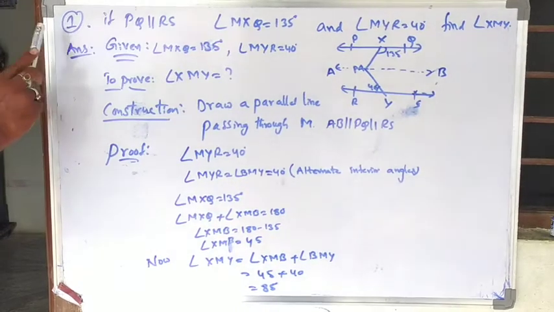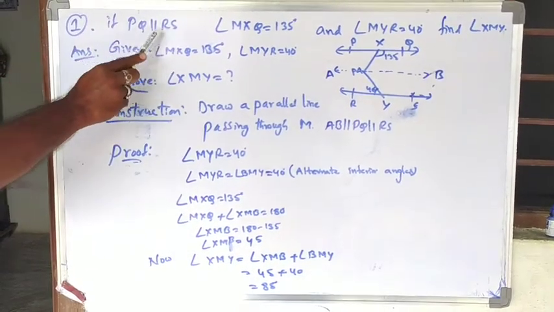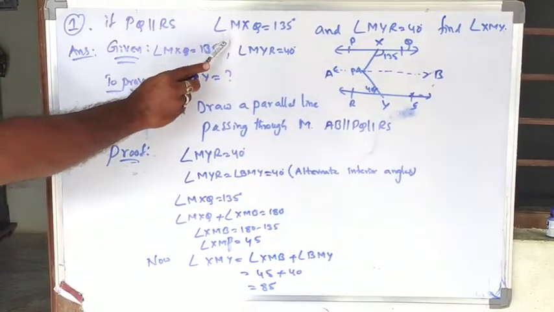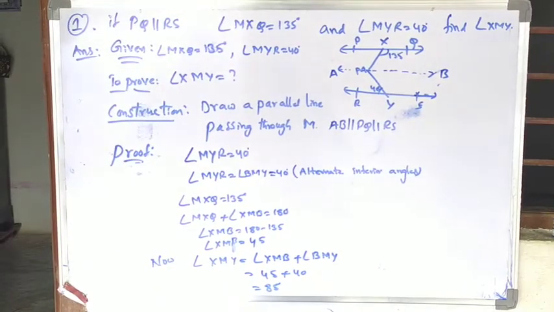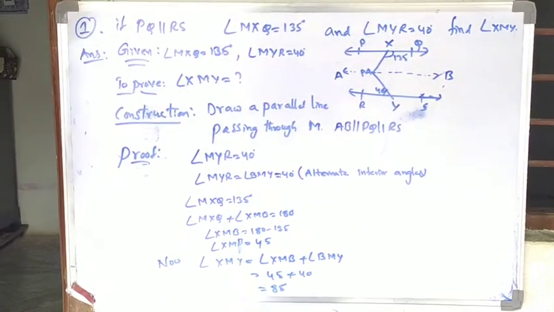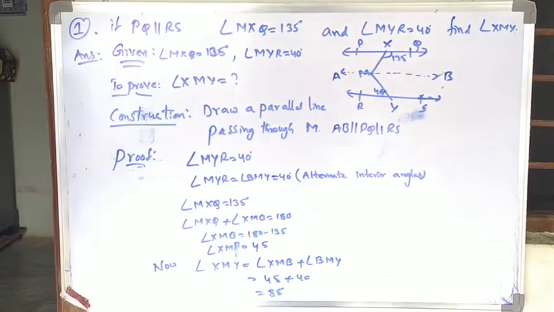Let us discuss this first question. If PQ is parallel to RS, angle MXQ equals 135 degrees and angle MYR equals 40 degrees, we need to find angle XMY.